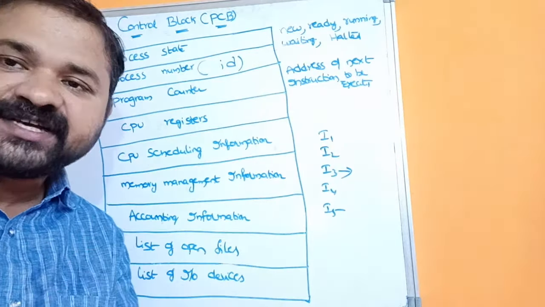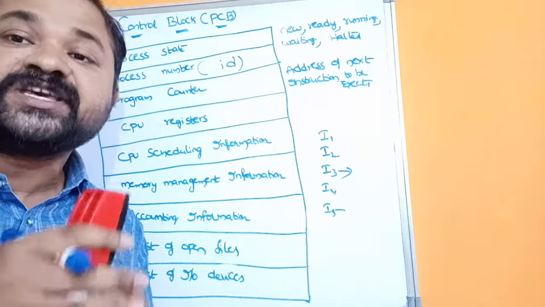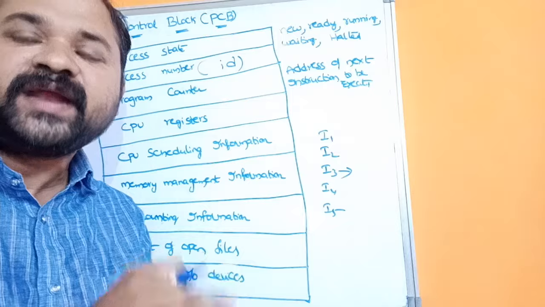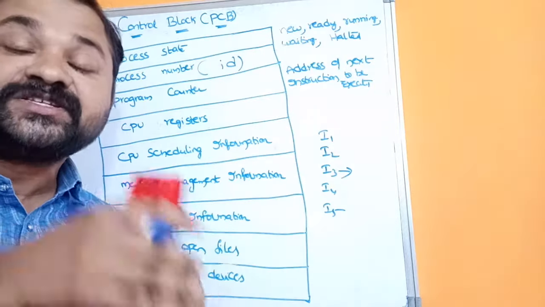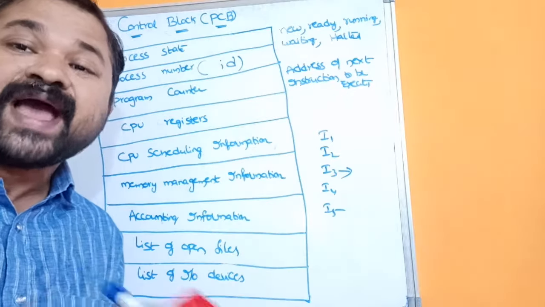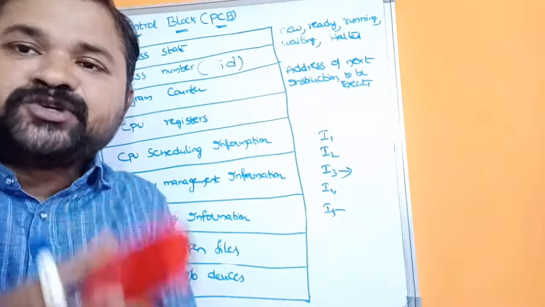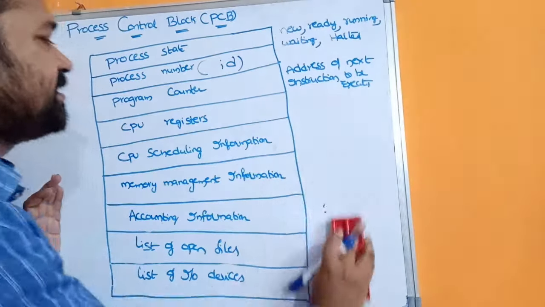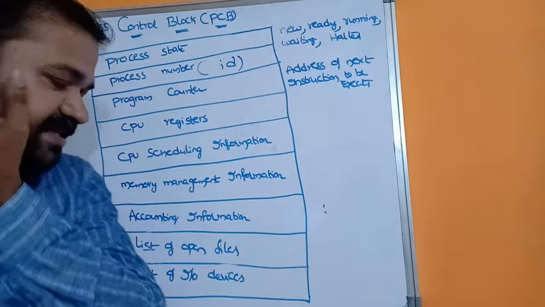In several occasions, the CPU stops execution of a process. Let the CPU receive an interrupt from the operating system. So the CPU stops execution of the process. Now which instruction does the CPU have to execute next? That should be decided based upon the program counter. Okay. Now let's see the next one, CPU registers.